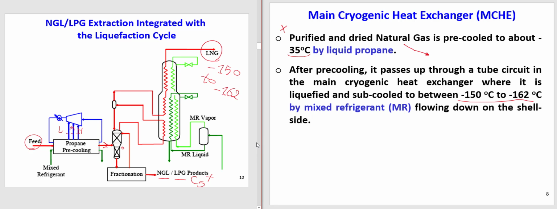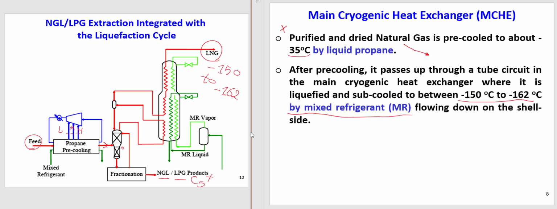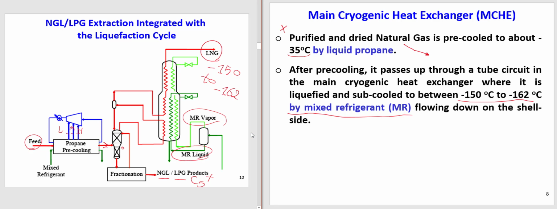And this is done by using a mixed refrigerant through different bundles. The mixed refrigerant that we have here is vapor and liquid, so it goes through different bundles and takes our natural gas from minus 25, and it delivers a liquid natural gas at minus 150 to minus 162. So let me clean this part a bit here. Okay, good.